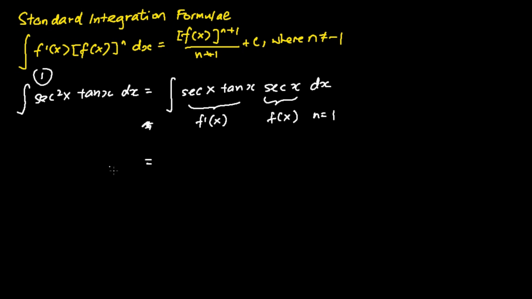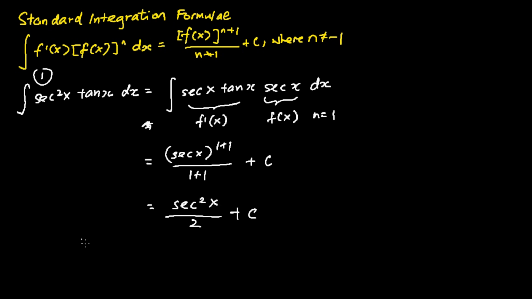Once I've identified what is my f prime x, f(x), and n, I can apply the standard integration formula to move on to the next step. So my f(x) is basically just secant x, to the power of n plus 1, which is 1 plus 1 because my n is 1. And the denominator is just 1 plus 1, plus c. And hence the final answer for this particular problem is secant square x over 2 plus c. Hence here I show you how to apply the standard integration formula to solve this particular problem.